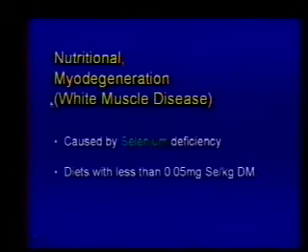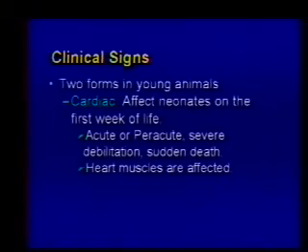Another musculoskeletal disease is nutritional myodegeneration or white muscle disease. This is caused by selenium deficiency. Diets with less than 0.05 milligrams of selenium per kilogram of dry matter. These cows are predisposed to white muscle disease. There are essentially two forms in young animals. One is the cardiac form.